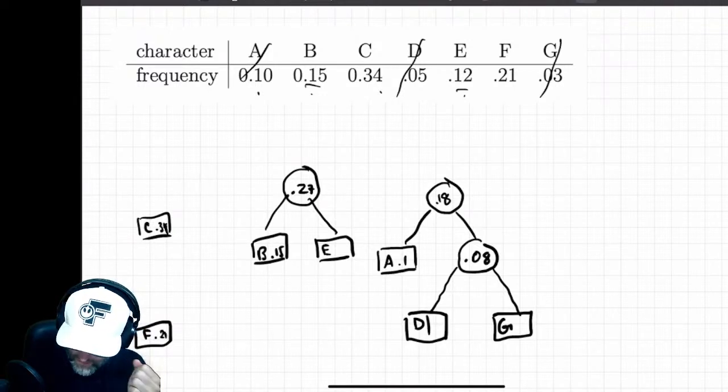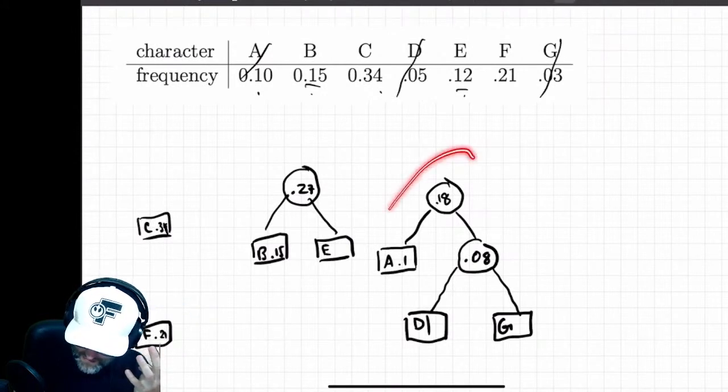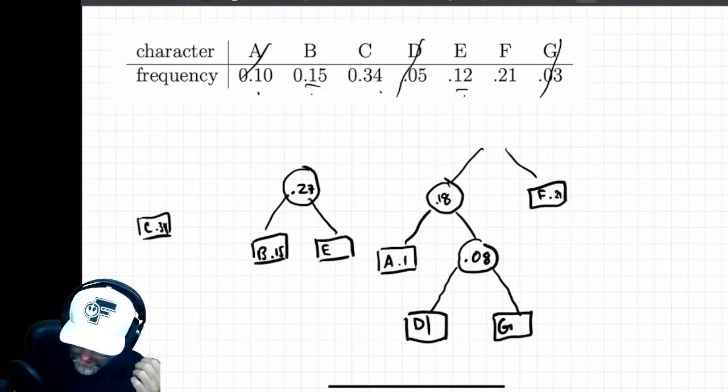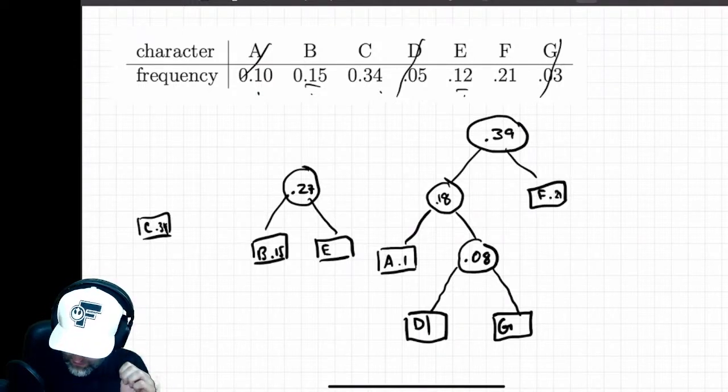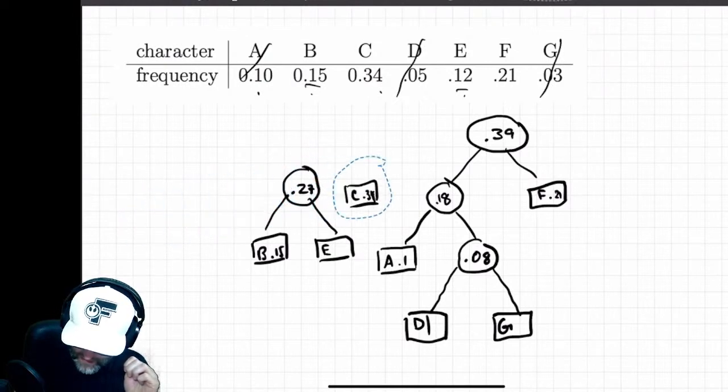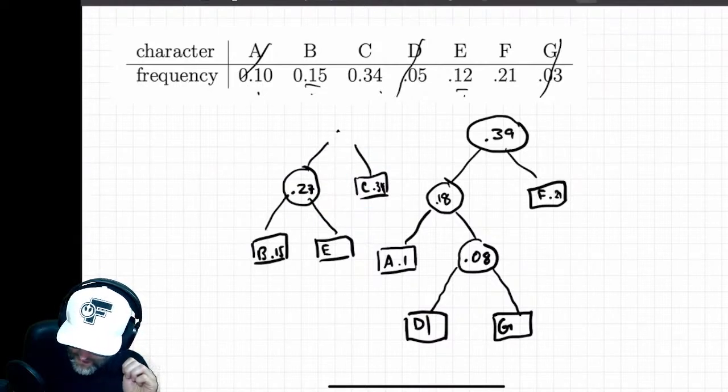0.21, 0.34. Now I've got 4 trees. The two least weighted trees are now going to be F and this tree over here. I'll go ahead and combine those. And that's 0.39, excuse me. There we go. Now I'm down to only 3 trees. The two with the least weight are going to be 0.34 and 0.27. So let's take this and go ahead and combine it into a tree that is 0.61.